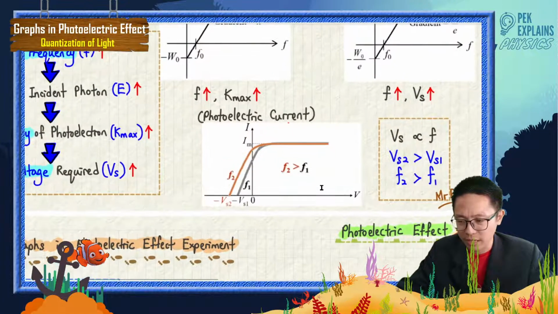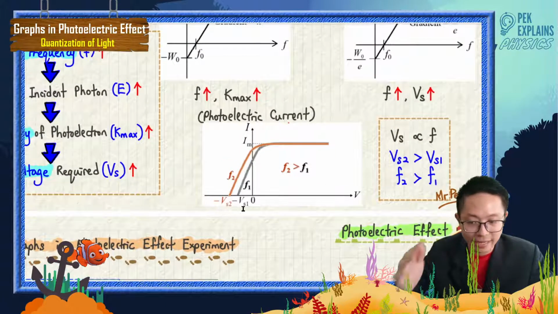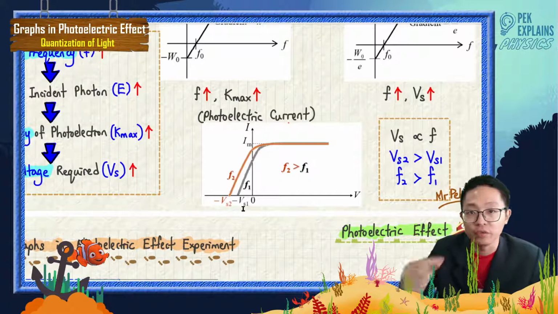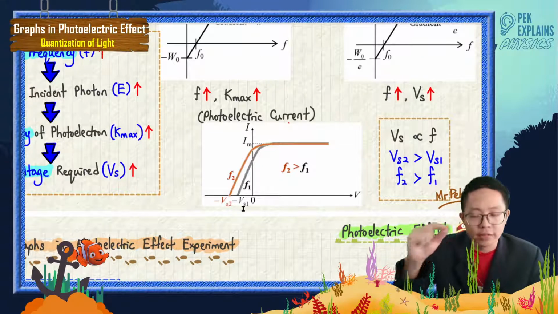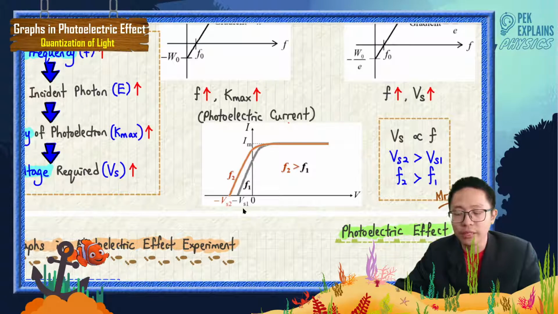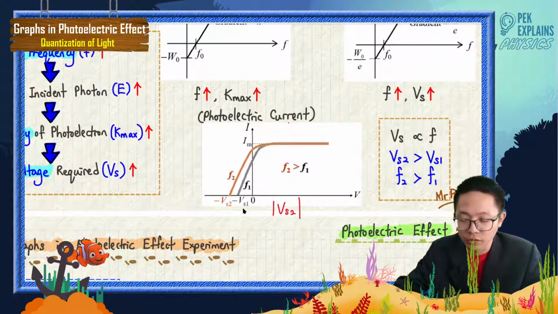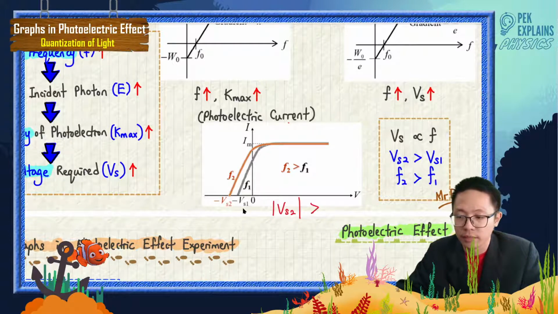Okay, so don't worry about the negative sign. The negative sign is just about the reverse voltage. We are only talking about the value, only about the modulus. The magnitude of Vs2 is bigger than the magnitude of Vs1.